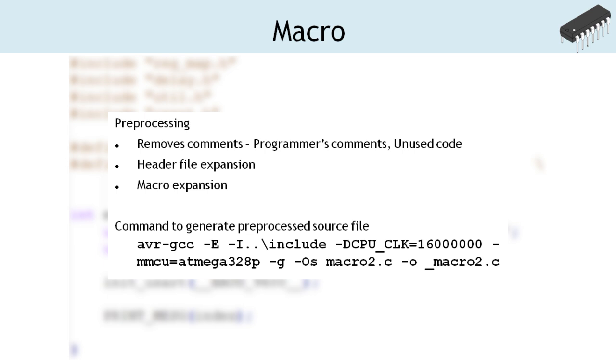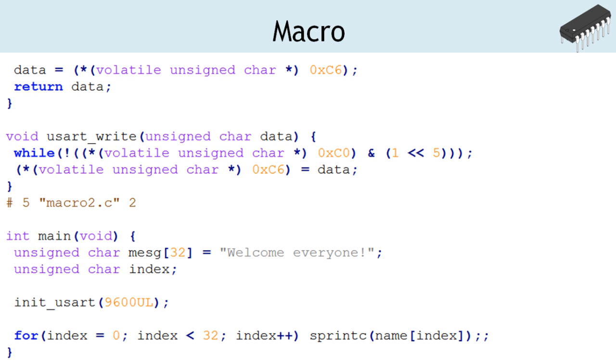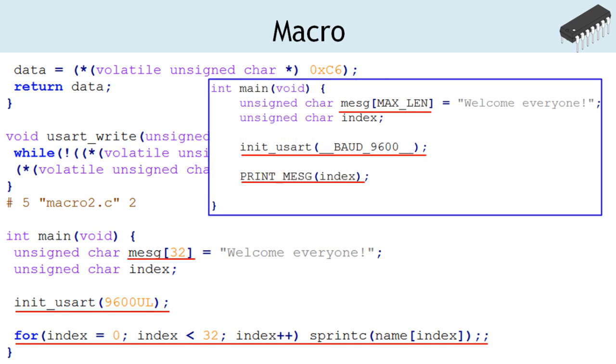You can use the "-E" flag instead of the "-c" flag in the command used to generate the object file to generate the pre-processed file. The code shows the pre-processed C code for the example discussed. Notice the constants max_len and _baud_9600__ are replaced with their actual values, and the parameterized macro print_message is expanded with its definition. The parameter passed to it is also replaced appropriately.